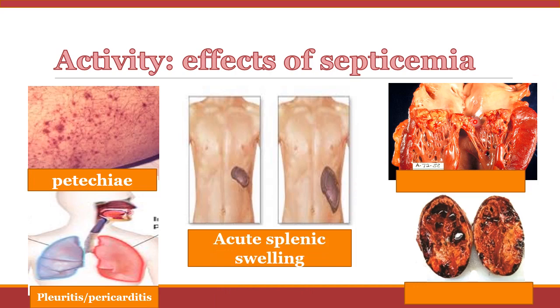Then we have the inflammation of the endocardium of the heart, especially on the valve, in an acute form also. So this is called acute bacterial endocarditis. Then we have the extensive hemorrhage of the adrenal gland, massive adrenal hemorrhages.